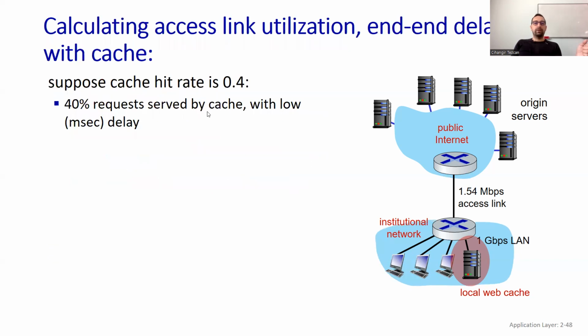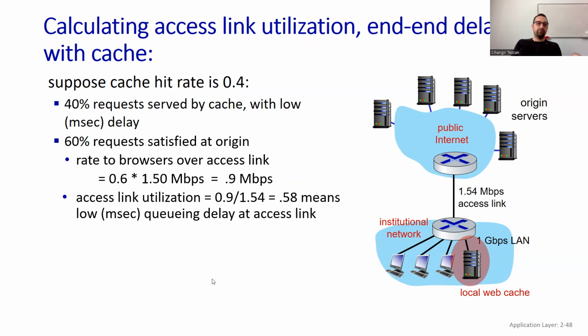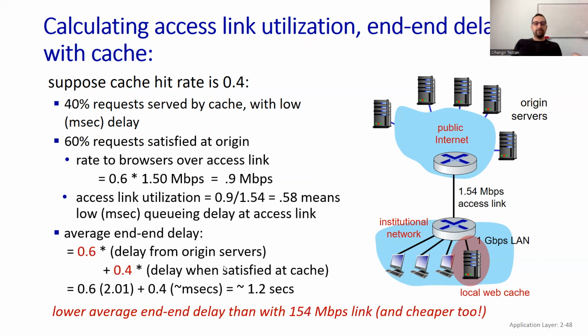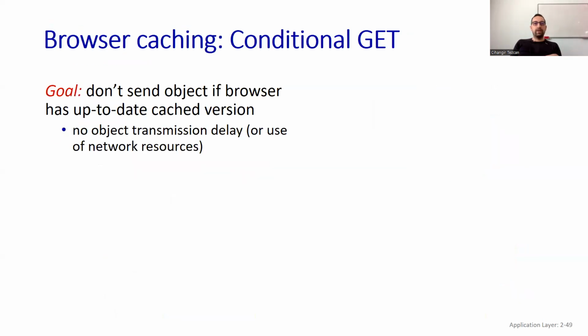Now, if the cache hit rate is 40%, this means that 4 out of 10 of your requests will be in the cache, so you don't have to go outside for those. If you do the calculations, this means that the average delay will be very small, like 1.2 seconds. In the previous example, it was minutes. So instead of paying money and increasing the access link capacity, you just use an old PC to have faster internet. So this is why we use caches.